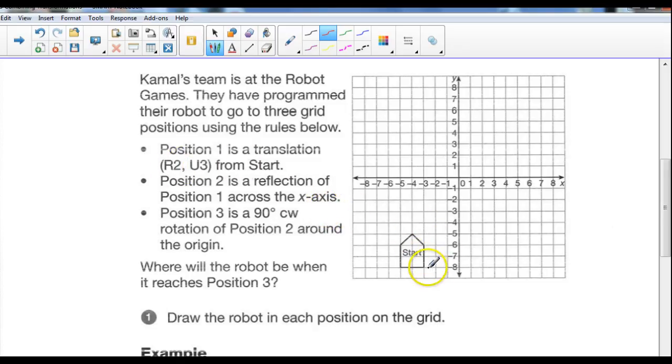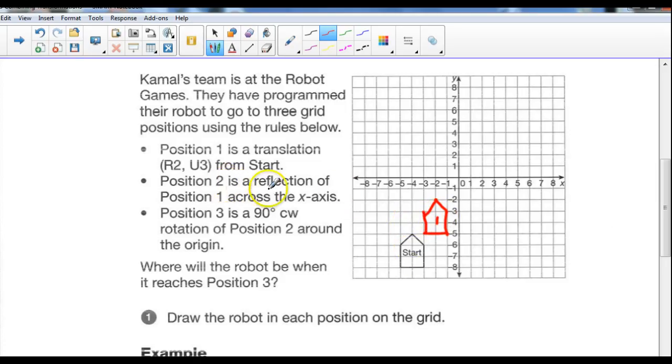So here's the start. This point here is going to go right 2 and then up 3. 1, 2, 3. So that point there is going to be here. So we can just draw the object here and connect the points like that. And we're going to call that position 1. So it's been translated from here to here.